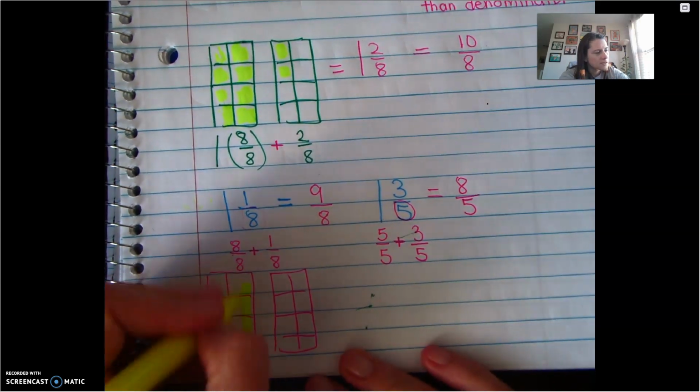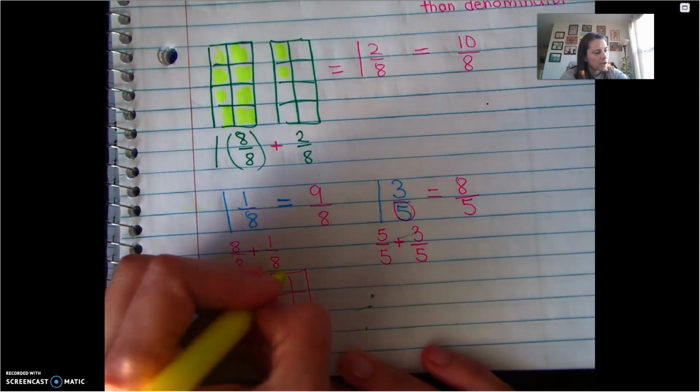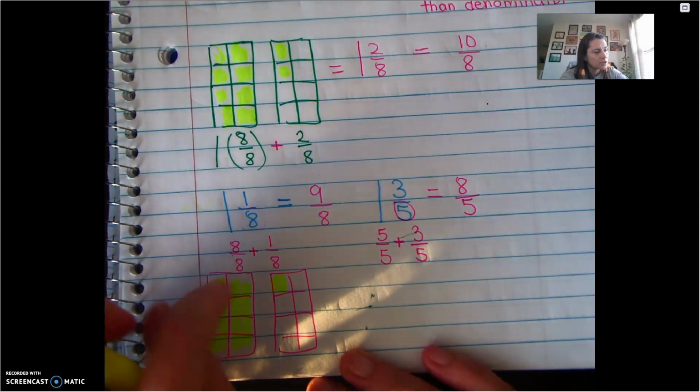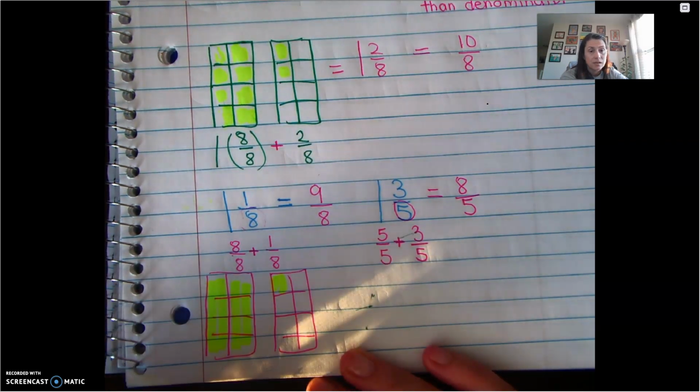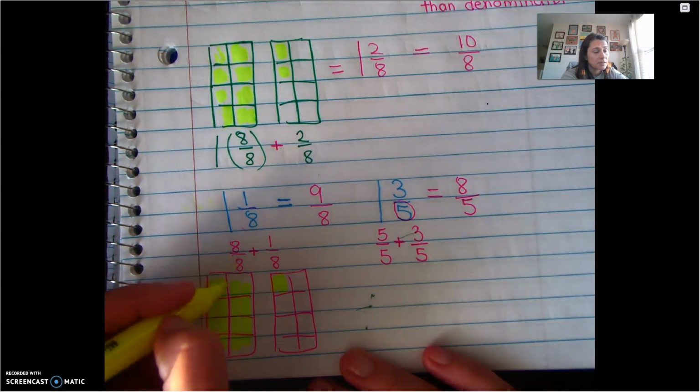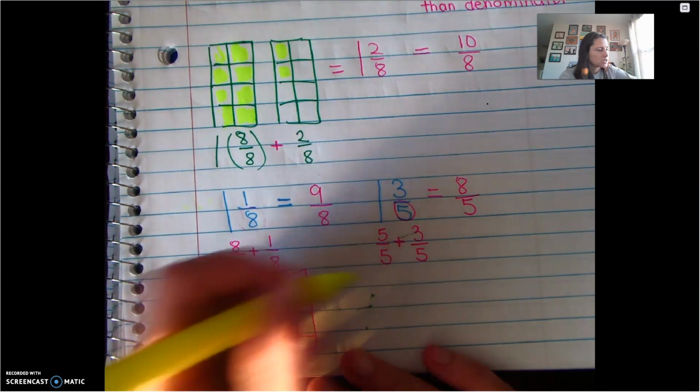So we color all this in because we have 1 whole, and then we have 1/8. So we should have 9. Let's check it. 1, 2, 3, 4, 5, 6, 7, 8. Yeah, so that's how we get 8/8. Now over here, it's fifths.